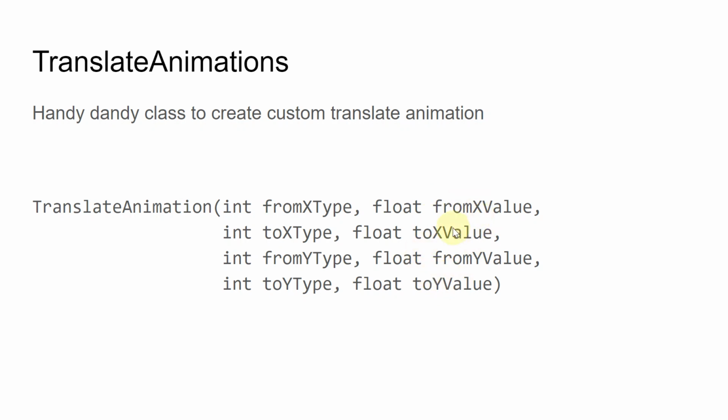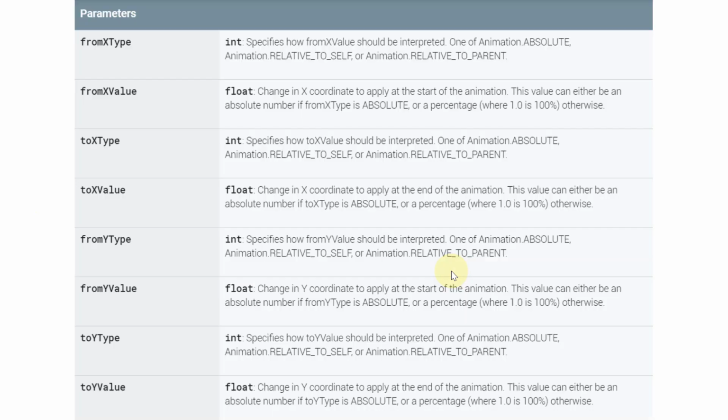The parameters here are the starting position, the x and y values, and the destination x and y values, from one position to another position. We can translate the object, moving it from one position to another. So this is more detailed information on each parameter.